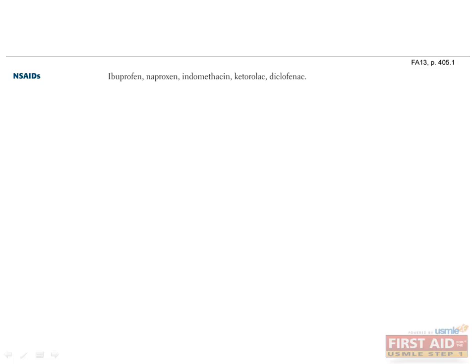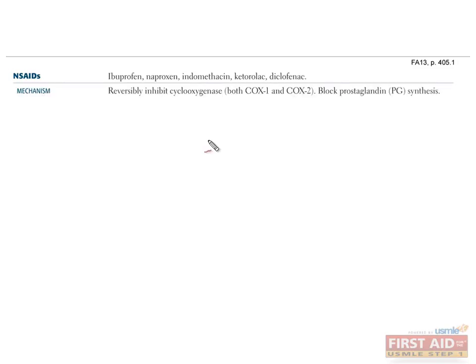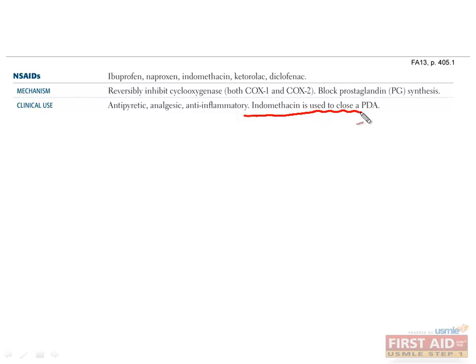The next category is a big one, NSAIDs. There are a lot of them, but you should at least be familiar with ibuprofen, naproxen, indomethacin, and ketorolac. The big difference between most NSAIDs and aspirin is that NSAIDs cause a reversible inhibition of COX enzymes. The uses, therefore, are really similar, with antipyretic, analgesic, and anti-inflammatory uses, but not as much of an antiplatelet effect. Indomethacin is also classically used to close a patent ductus arteriosus.